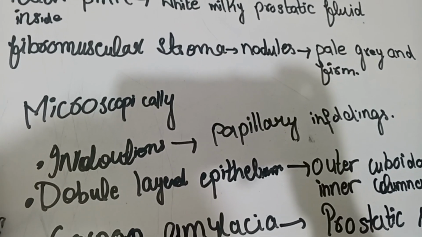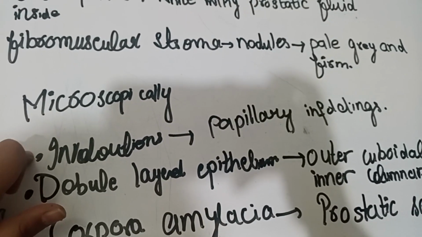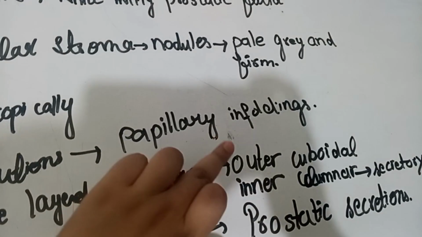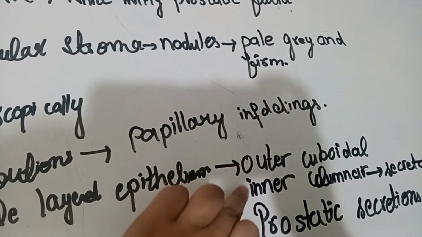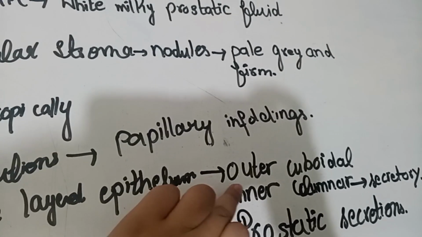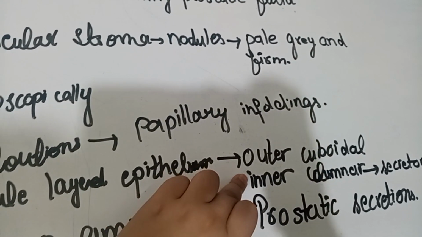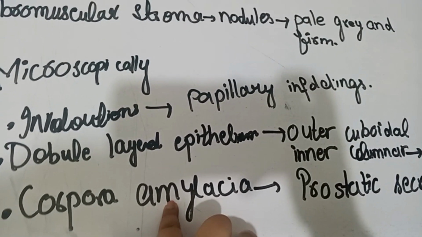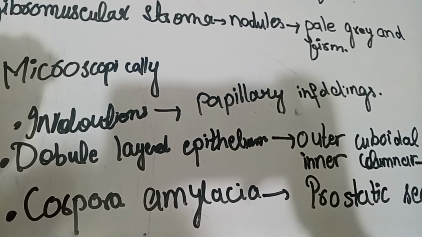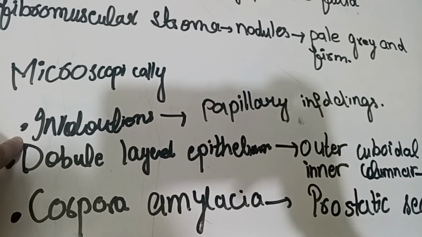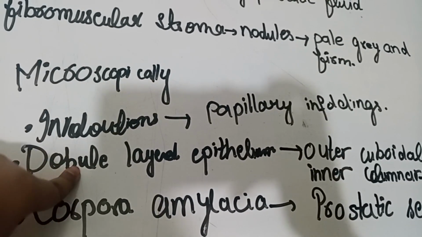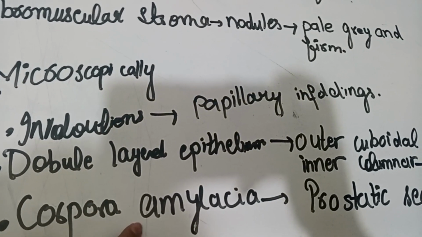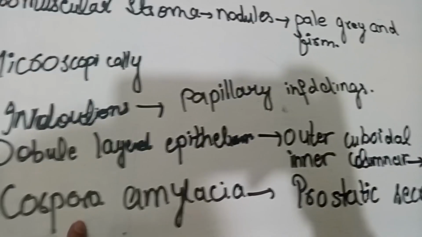What is the microscopy? In the microscopy, we see involutions or papillary infoldings. We see double layer epithelium. The outer epithelium is cuboidal, and the inner epithelium is columnar and secretory, and we see the prostatic secretions, that is corpora amylaceae. In normal prostate, we also have double layer epithelium. So in BPH, we also have double layer epithelium. The difference is we see the infoldings and the prostatic secretions, the corpora amylaceae.